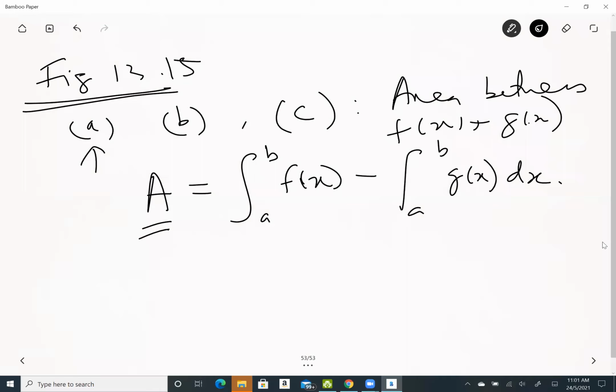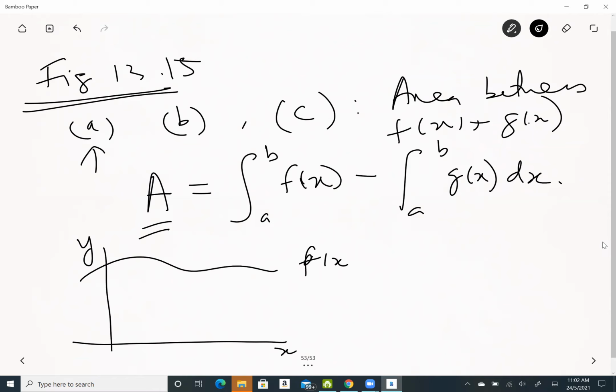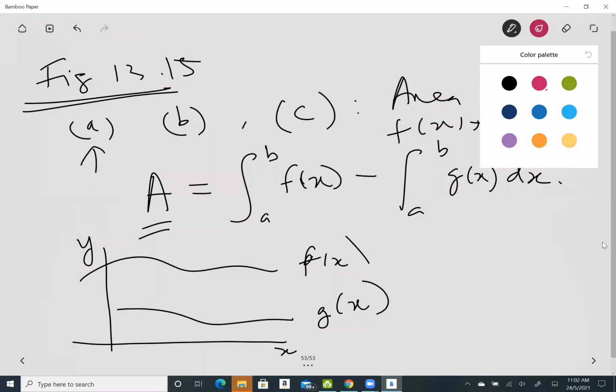If I do it in one diagram, like this, you have f of x, something like this, and g of x, something like that. Then the integral is from a to b.